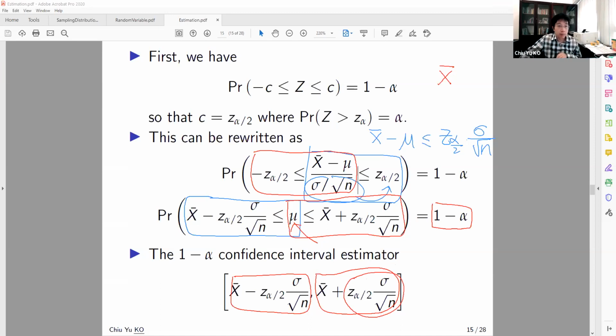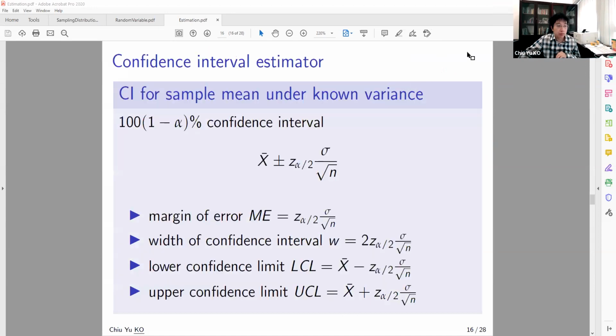So it seems like there's no problem. Okay, so let me give you a more formal definition. We will call this the confidence interval estimator, and this part will be called ME, the margin of error.